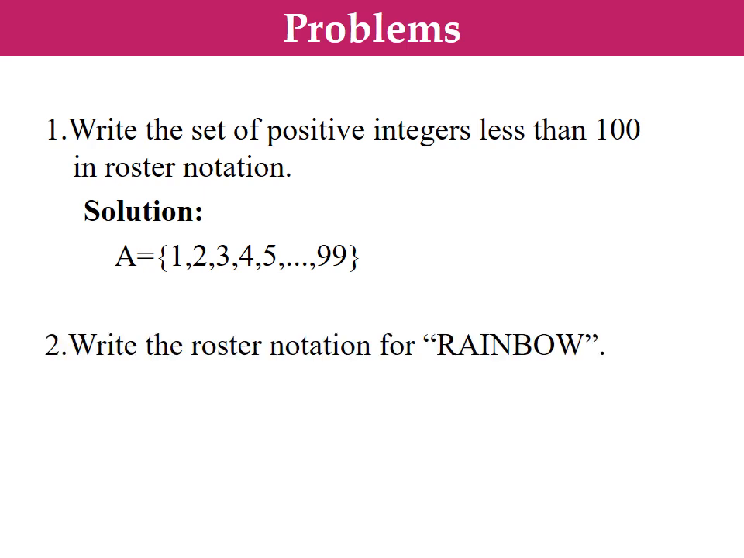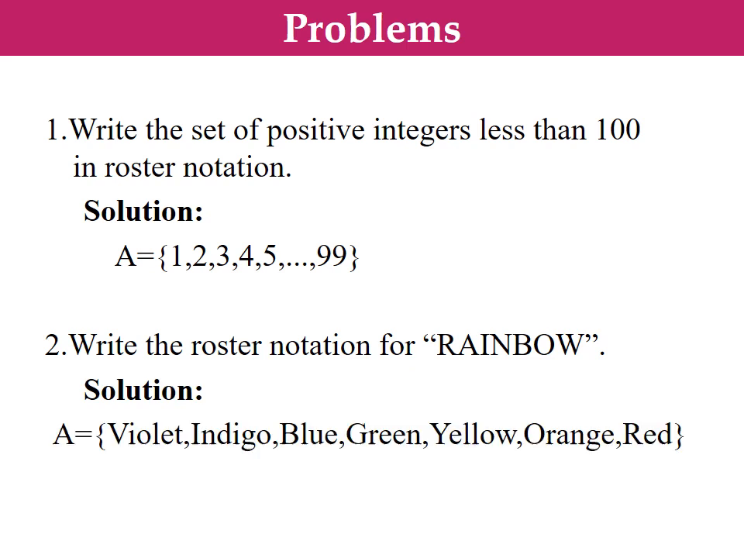Second one: write the roster notation for the rainbow. How many colors are there in a rainbow? Obviously we know it is 7. So how to write the solution? A is equal to violet, indigo, blue, green, yellow, orange, red. In school days, we may have been given a shortcut, VIBGYOR, isn't it?